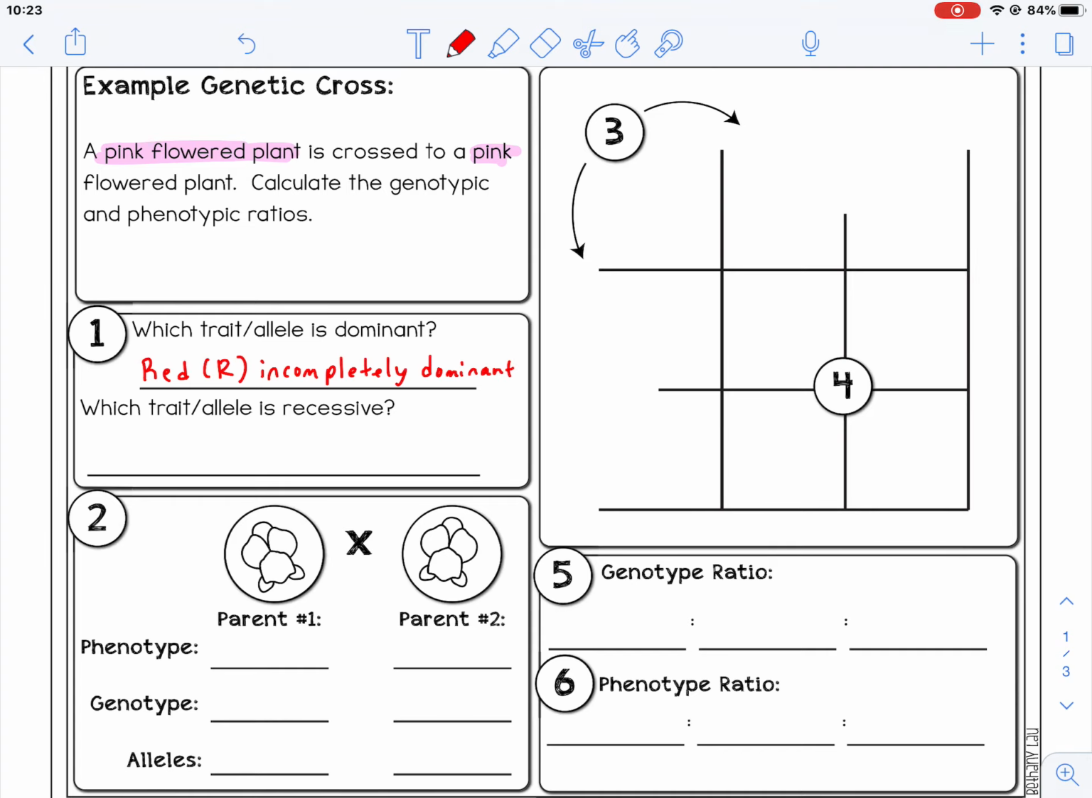Because remember, completely dominant means that you only need one of those alleles to see the full trait. If it were completely dominant, one big R would mean that we have a red snapdragon, but that's not the case. You need two big R's in order to have a red snapdragon. So that's why we're dealing with incomplete dominance here. Now, what is our recessive allele? Well, that's our little r, which represents the white.